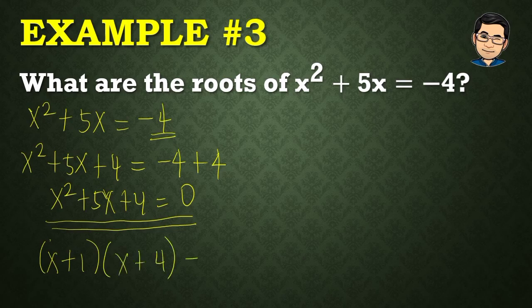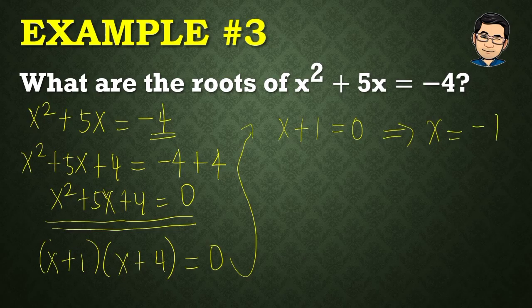Again, hindi kailangan na naka-arrange sila. Kahit nauna yung x plus 4 tas x plus 1, okay lang din. So, and then equate each term by 0. So, magiging ganito. X plus 1 is equal to 0. So, the value of x is negative 1. Next, x plus 4 equals 0. The value is x equals negative 4.